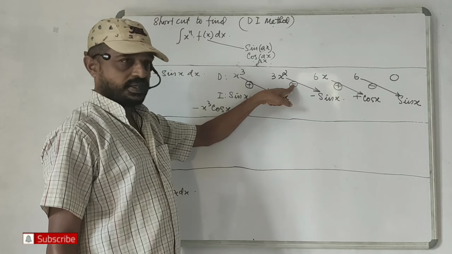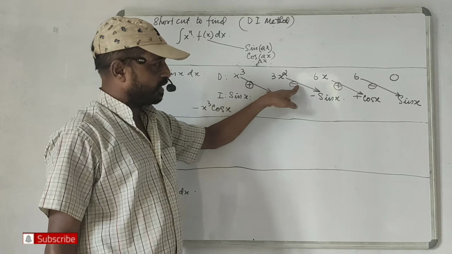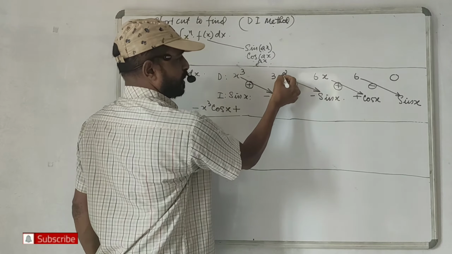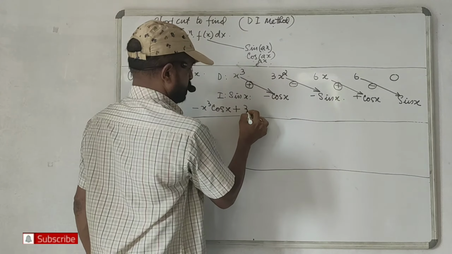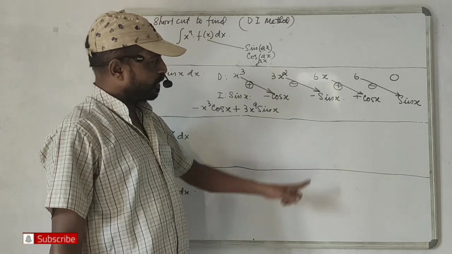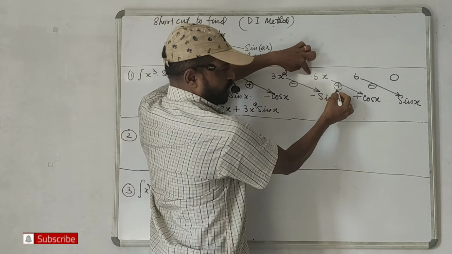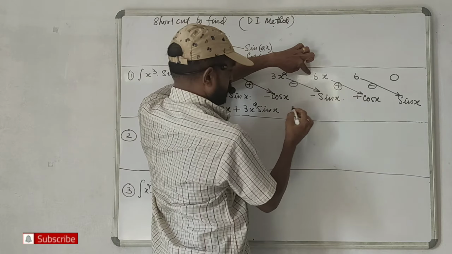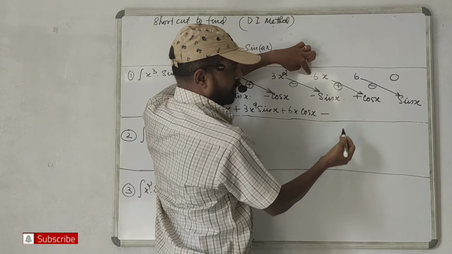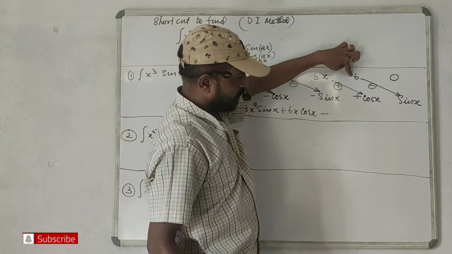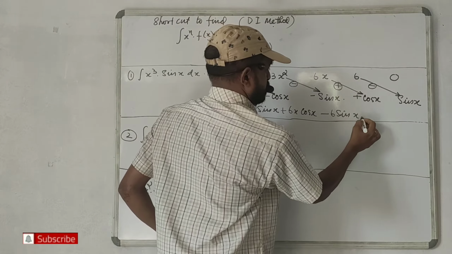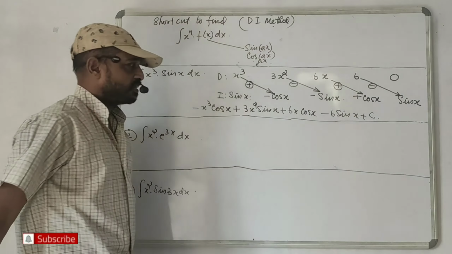See, this is negative. Here also we have a negative sign, so minus becomes plus. Just multiply the terms: 3x square sin x. Next term is positive, 6x into plus cos x, that is plus 6x cos x. Next is the term minus 6 into sin x, that is 6 sin x. Plus constant of integration is c.